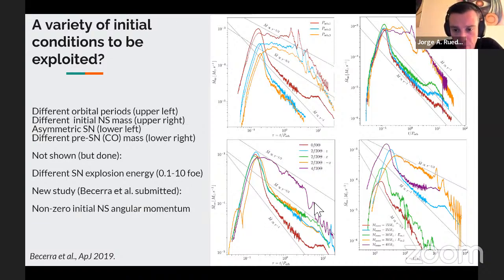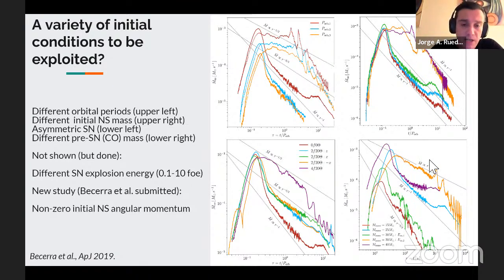asymmetric supernova explosions that Massimo mentioned yesterday. These are a very important ingredient that perhaps we should take into account more in our analysis. We did some simulations of the possibility of asymmetric supernova explosions in a paper of 2019. On the lower right, you see different progenitor masses.